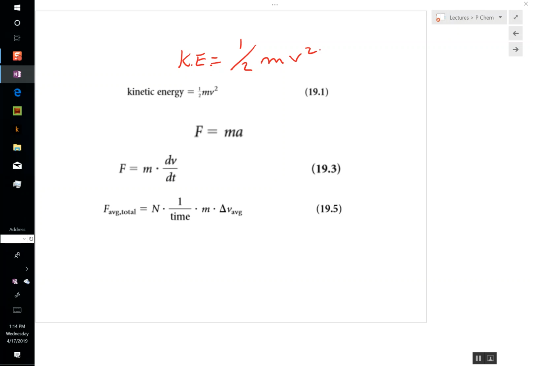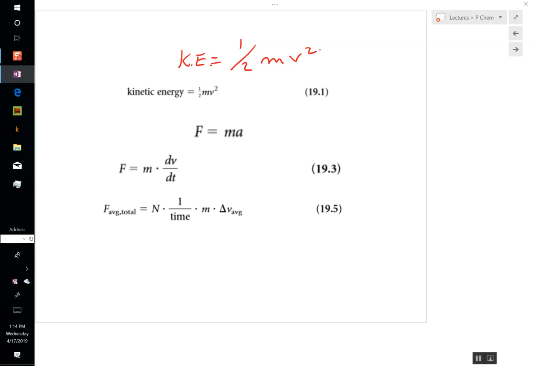The total average force, each one of them has a different force. They're not all the same, there's a distribution of velocities among these atoms. They're not all going at the same speed. Even if they're in a container at the same temperature, there's a Boltzmann distribution of velocities among these. Some are moving slow, some are moving really fast. There's a swath, with the average velocity in the center.